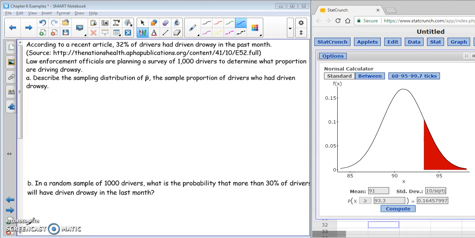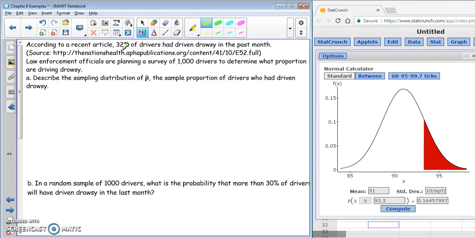According to a recent article, 32% of drivers have driven drowsy in the past month. Law enforcement officials are planning a survey of 1,000 drivers to determine what proportion are driving drowsy. So we're going to describe the sampling distribution of p hat, the sample proportion of drivers who had driven drowsy. So key information here: 32% of drivers had driven drowsy. They want a survey of 1,000 drivers.